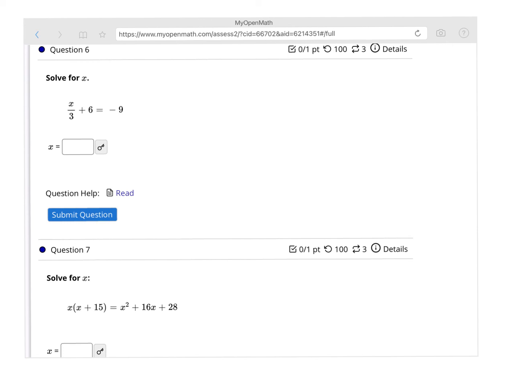There's several ways to do this, but I think the easiest way is to start off just by subtracting 6 from both sides. If I do that, I'm going to get x over 3 equals, and then negative 9 minus 6 is negative 15. Well, now we have a question that's exactly like the one from before, and that is we have a fraction that's equal to a fraction. So then you can just cross multiply and solve that one as well.